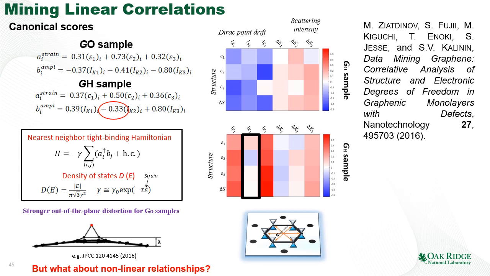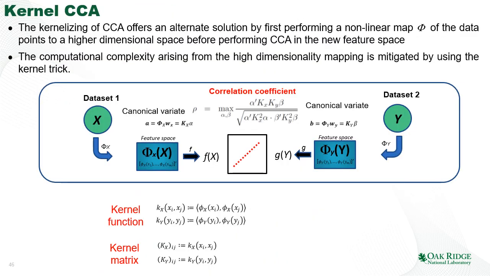You can learn about this analysis more in this publication, but then the next question becomes: what if the relationship between our physics and structure is nonlinear? Linear is only a special case. In this case, we can approach this problem with kernelized canonical correlation analysis. In kernel CCA, we first perform a nonlinear mapping of our data to a high-dimensional space, and then we perform the CCA in this new feature space.